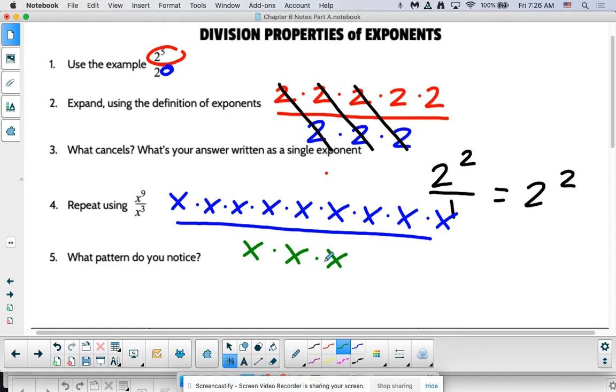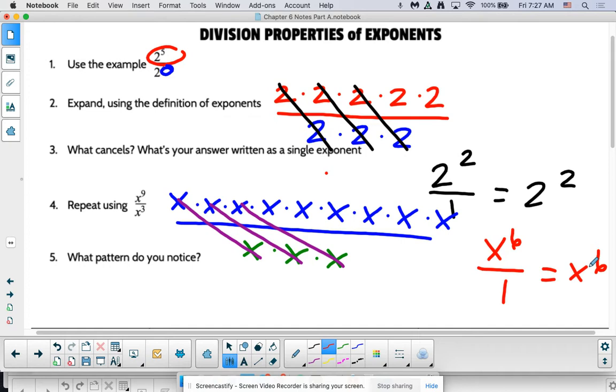Okay? So again, what cancels? Those two x's cancel with each other, these two x's cancel with each other, and those two x's cancel with each other. So how many x's are we left with on the top? 1, 2, 3, 4, 5, 6. x to the 6th over what? Well, nothing, so really over 1, which we just know is x to the 6th.